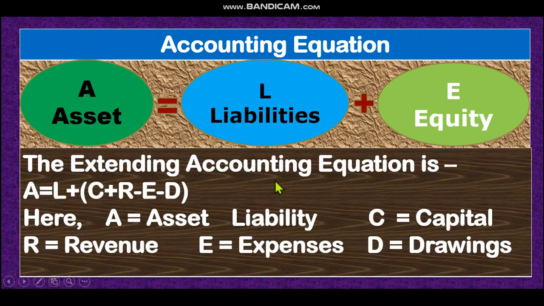Dear student, the extended accounting equation is very important for MCQ. The extended format of the accounting equation is A equals L plus C plus R minus E minus D. Here A is for assets, and L for liabilities is the same, but equity has an explanation: C plus R minus E minus D. C is for capital, R for revenue, E for expenses, and D for drawings. This is the extended format, and it will come in the exam. A equals L plus C plus R minus E minus D. This is the extended format of the accounting equation.